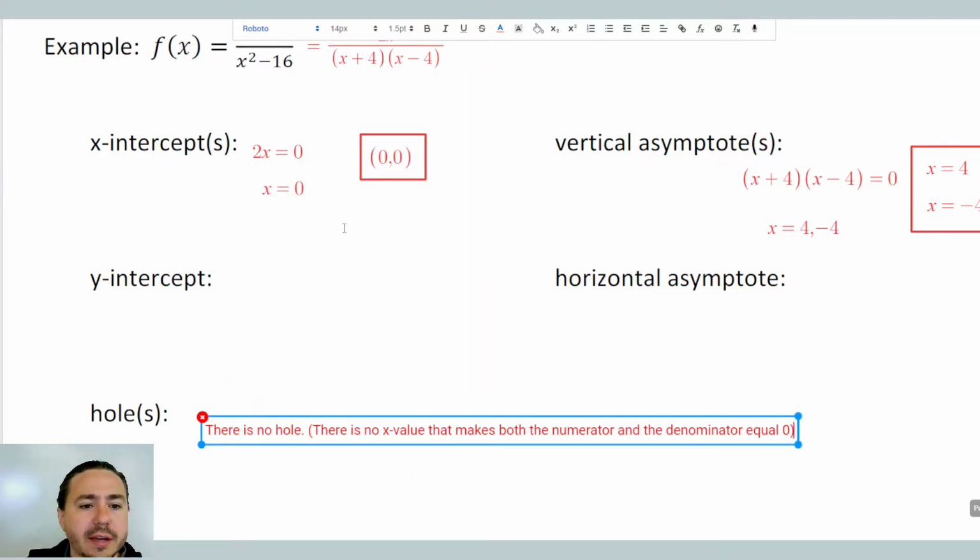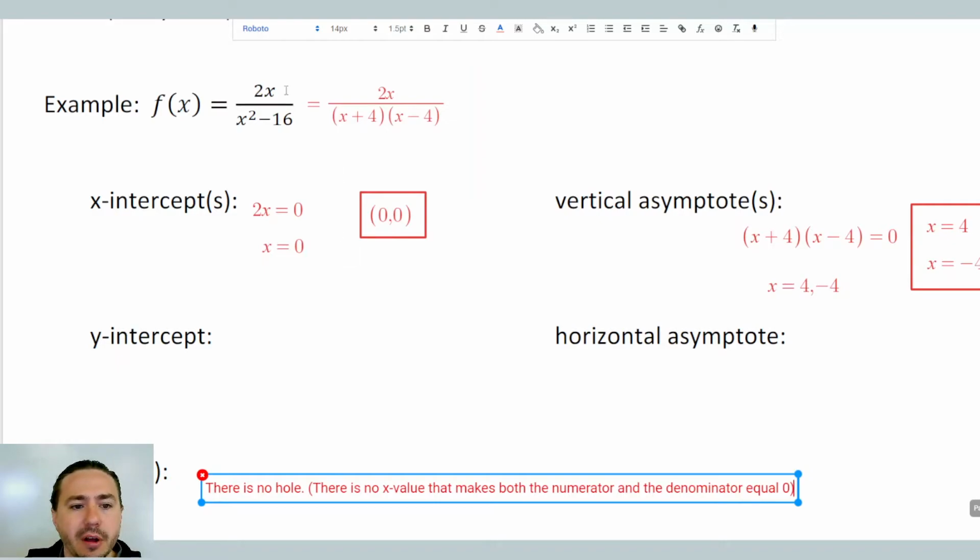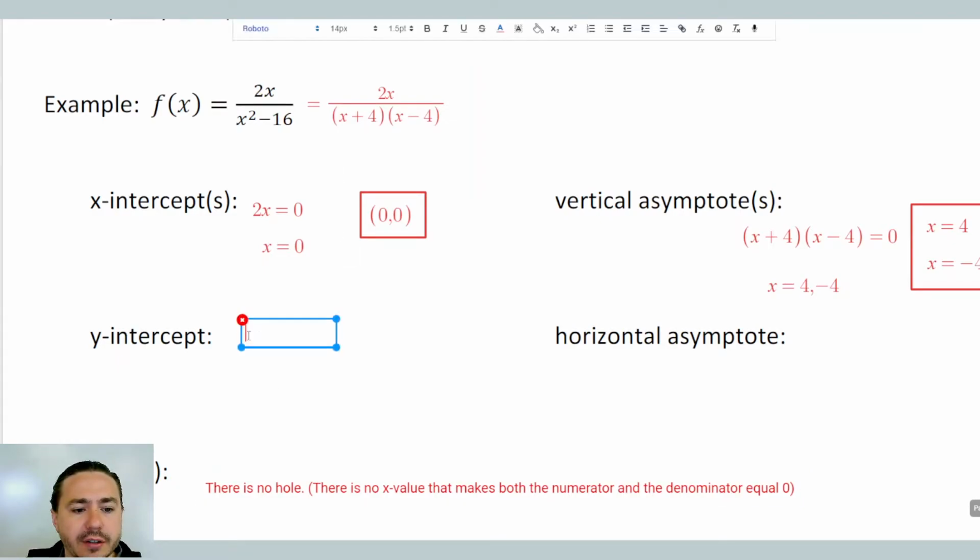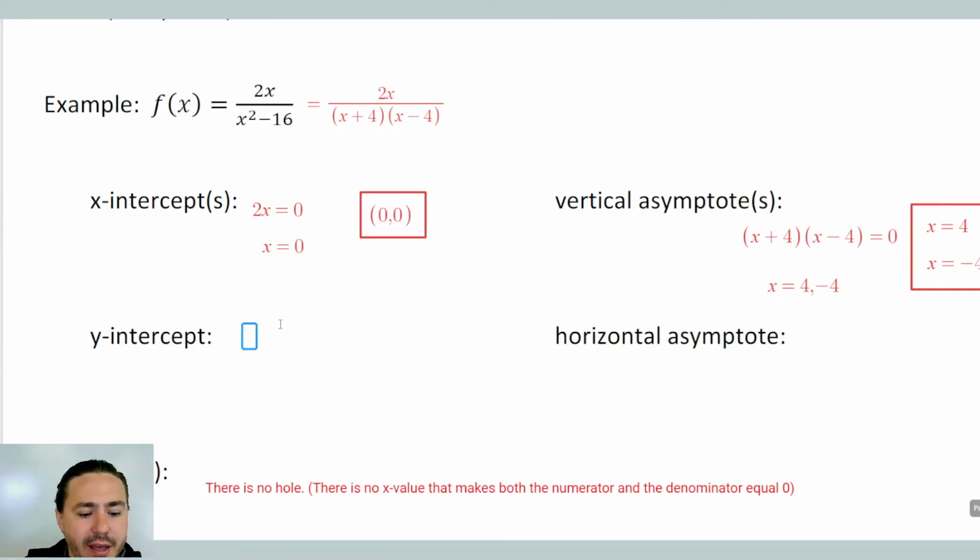To find the y-intercept, we're just going to substitute in 0 for x and then evaluate it. So we have 2 times 0 divided by 0 squared minus 16. And if you've got an x-intercept that is 0, then you know right away what your y-intercept is going to be. It's going to be 0.